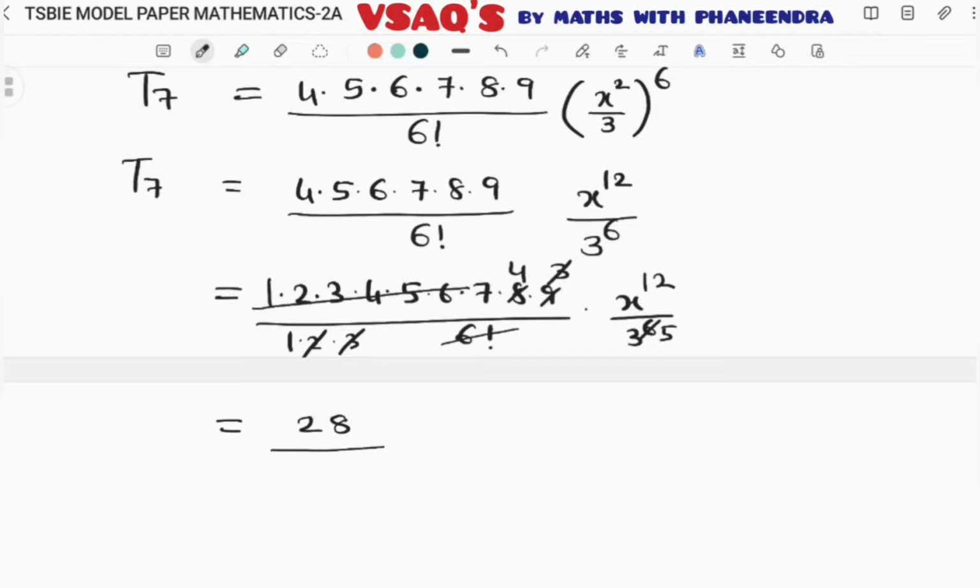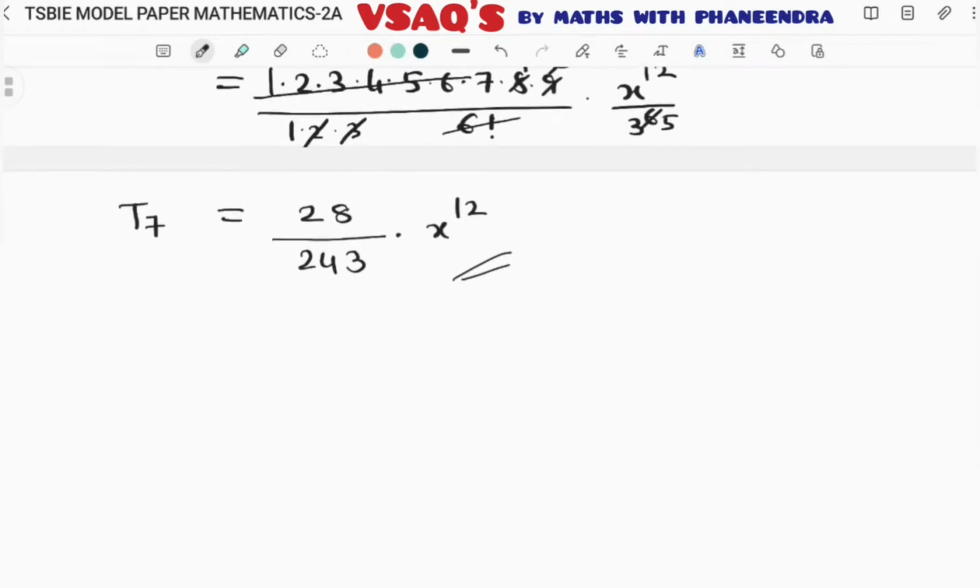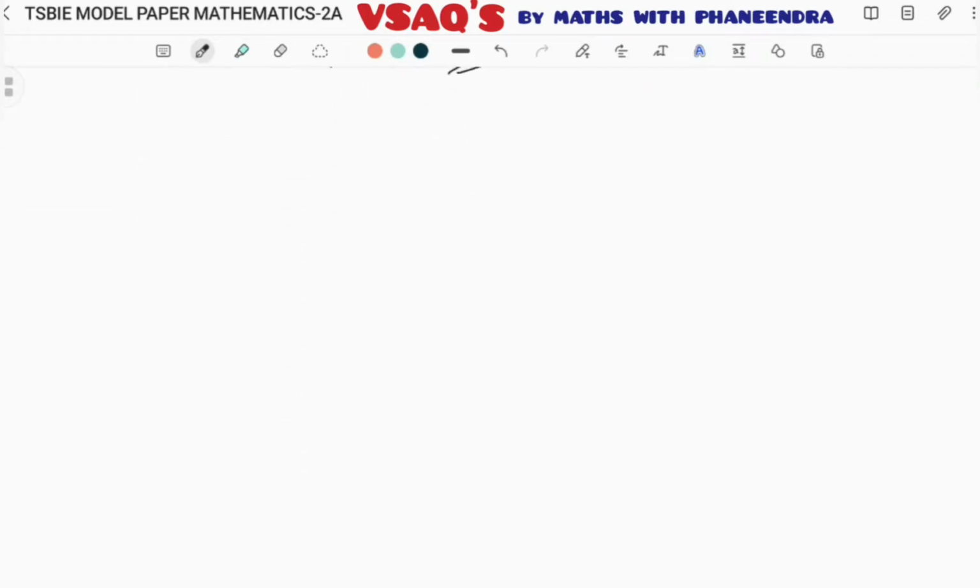So 3 power 4 is 81, so 3 power 5 is 81 into 3, so 243, into x power 12. This is the seventh term of the given expansion. I hope you understand, dear students. We'll move to the next question.